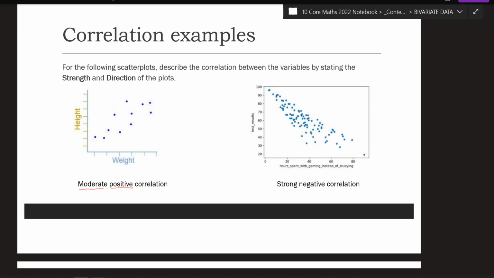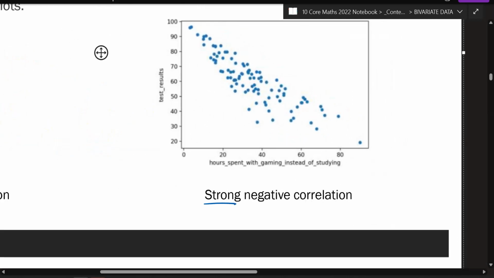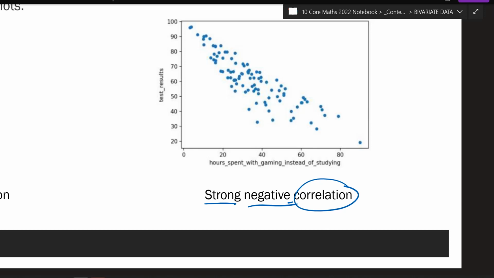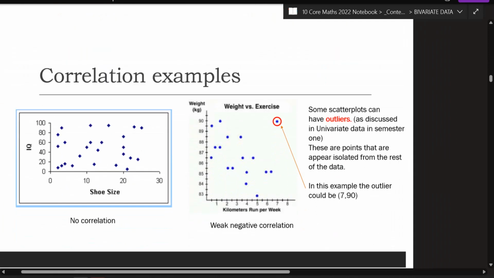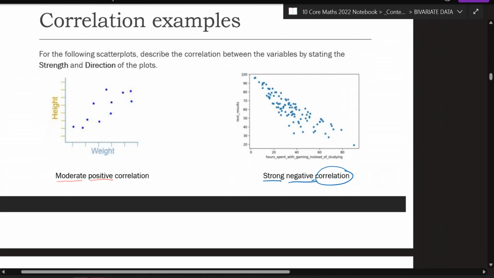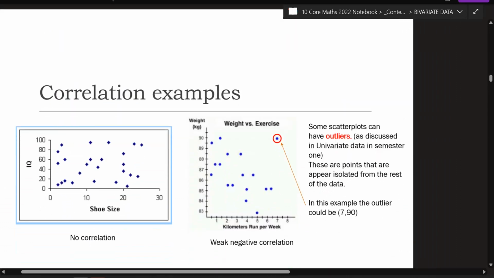For this second graph here, I can see that the dots are quite close to each other. Okay, so it would be strong. It's going downwards, so it's negative, and then you'd include the word correlation in the end. Okay, this is how they want you to answer it in year 11. Okay, I wonder if there's other examples here. No other examples. Okay, pretty straightforward.